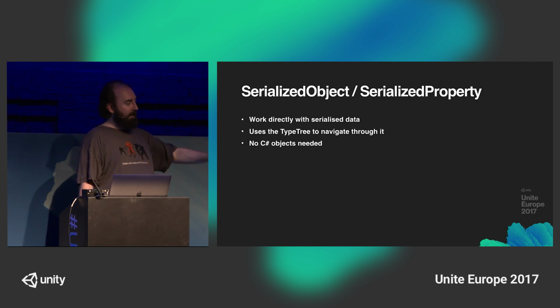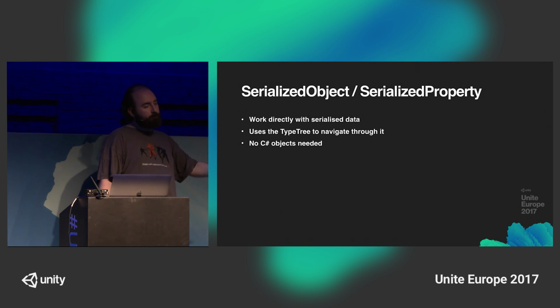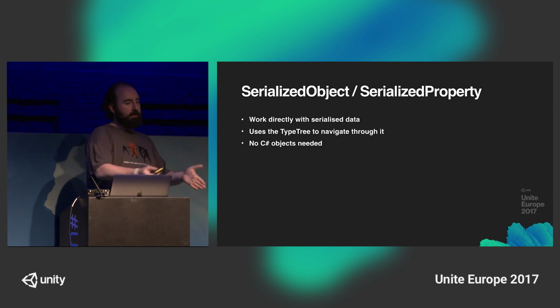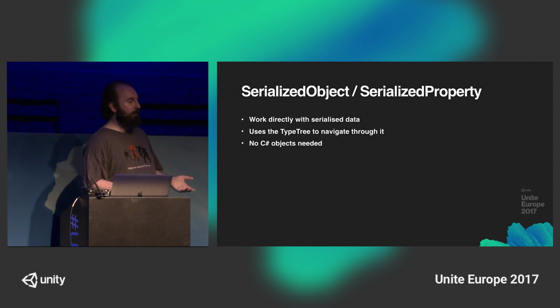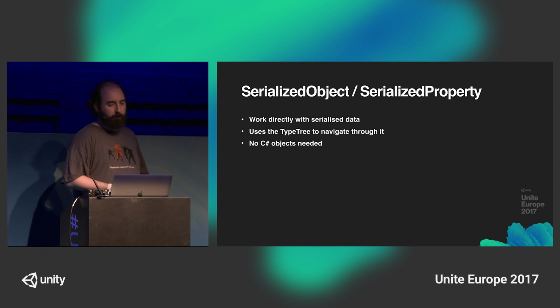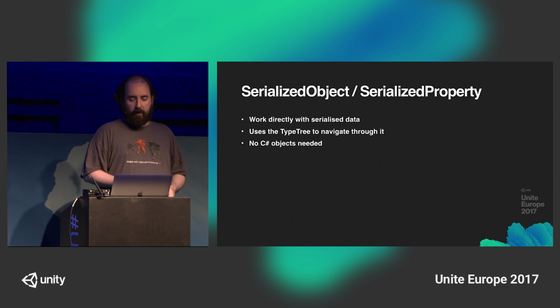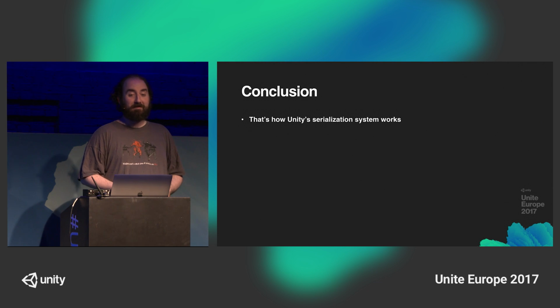So you're then able to directly reach through serialized property. Serialized property is a wrapper around parts of the type tree system. It looks up in the type tree, given the path that you're asking for, and the type tree says, oh, this is an int or a float or an animation curve or whatever. So that's how that works. That's what the type trees get used for. So in conclusion, that's how the Unity serialization system works.